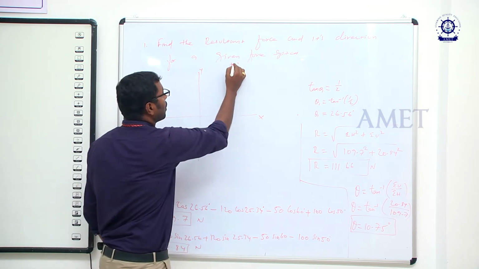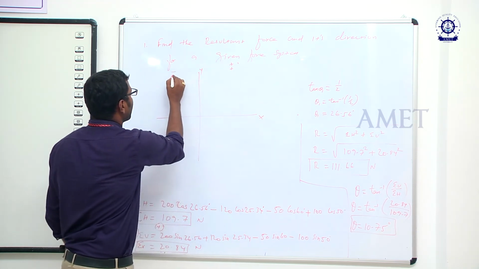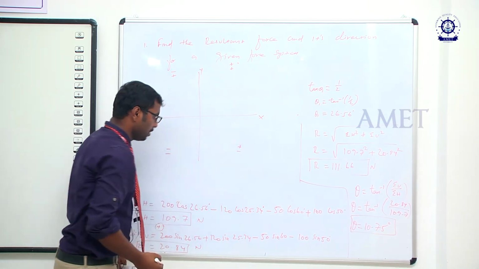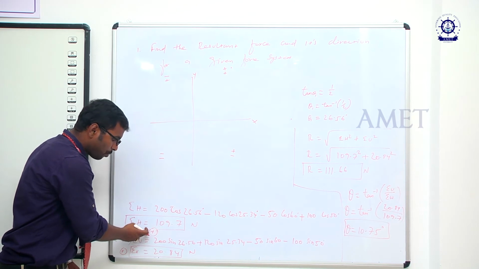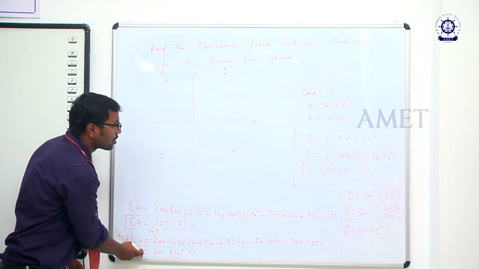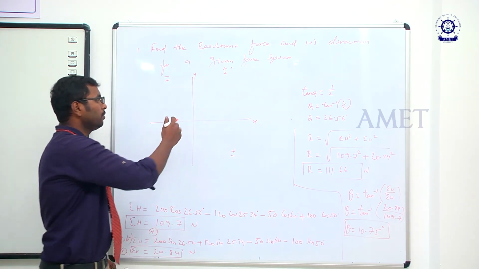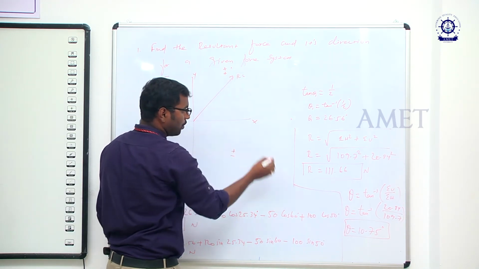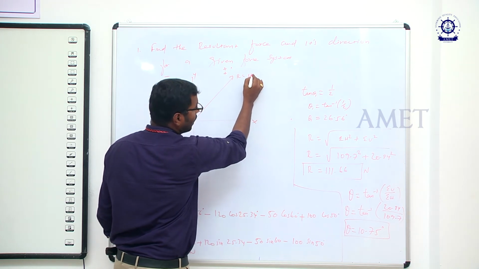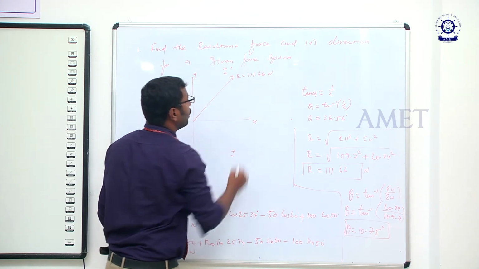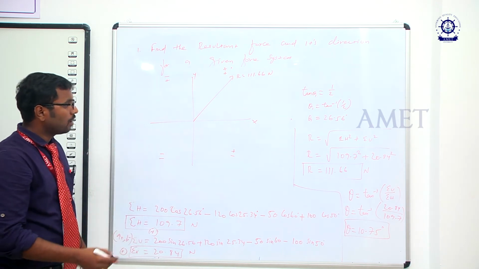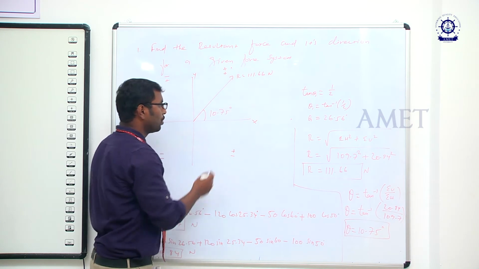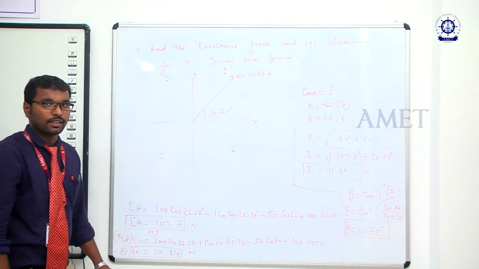This is positive, positive; this is negative, positive; this is negative, negative; this is positive, negative. So the horizontal component sign is positive and the vertical component sign is also positive. So the resultant force will appear in the first quadrant here. The resultant force value is 111.66 Newton. The direction of the resultant force is 10.75 degree to the horizontal axis.